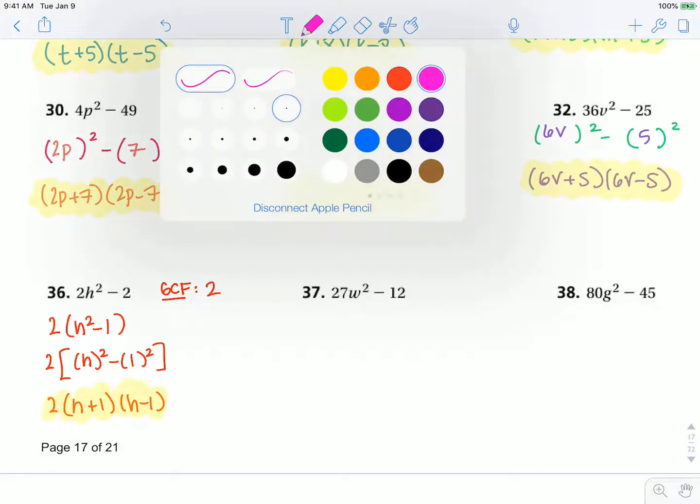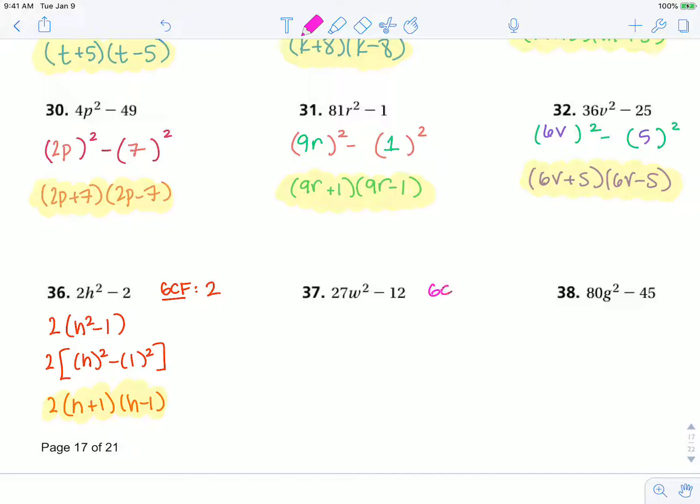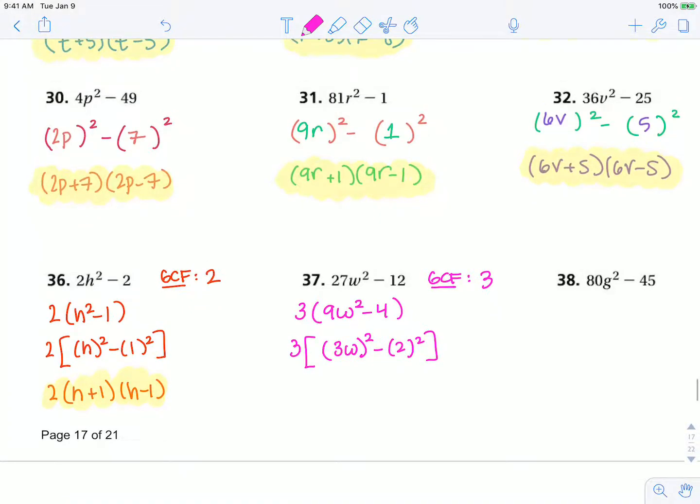In number 37, this binomial has a greatest common factor of 3. If we factor out a 3, that leaves 9w squared minus 4. I recognize that these two terms are a difference of squares. 3w squared minus 2 squared. Once I recognize this pattern, I know it factors to be 3w plus 2, 3w minus 2.